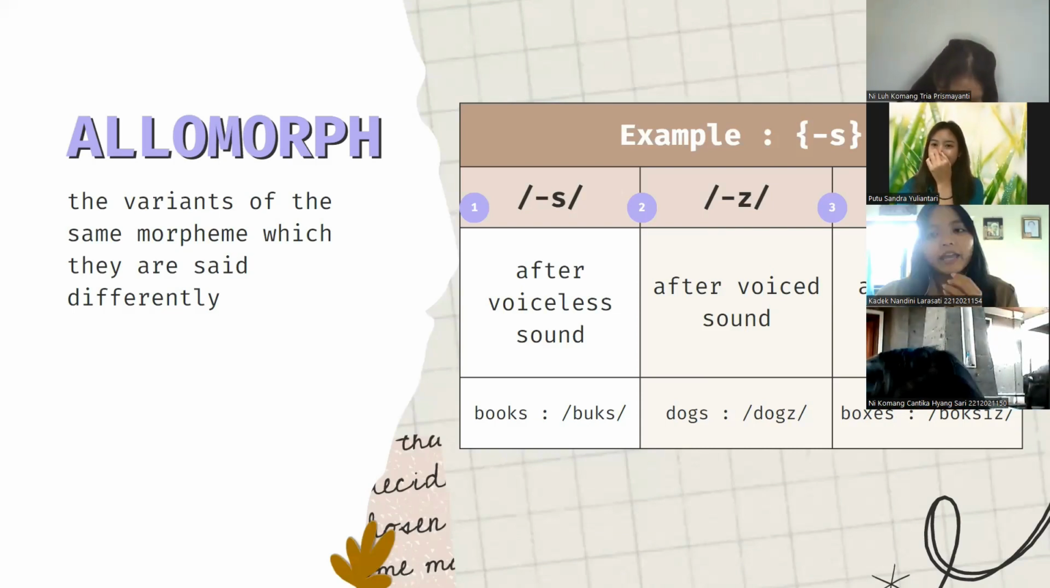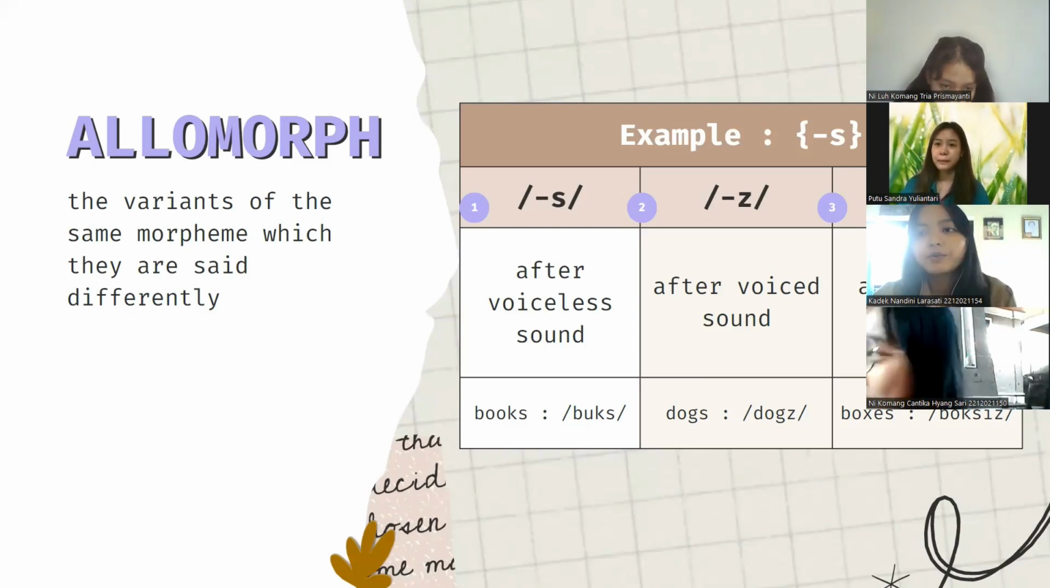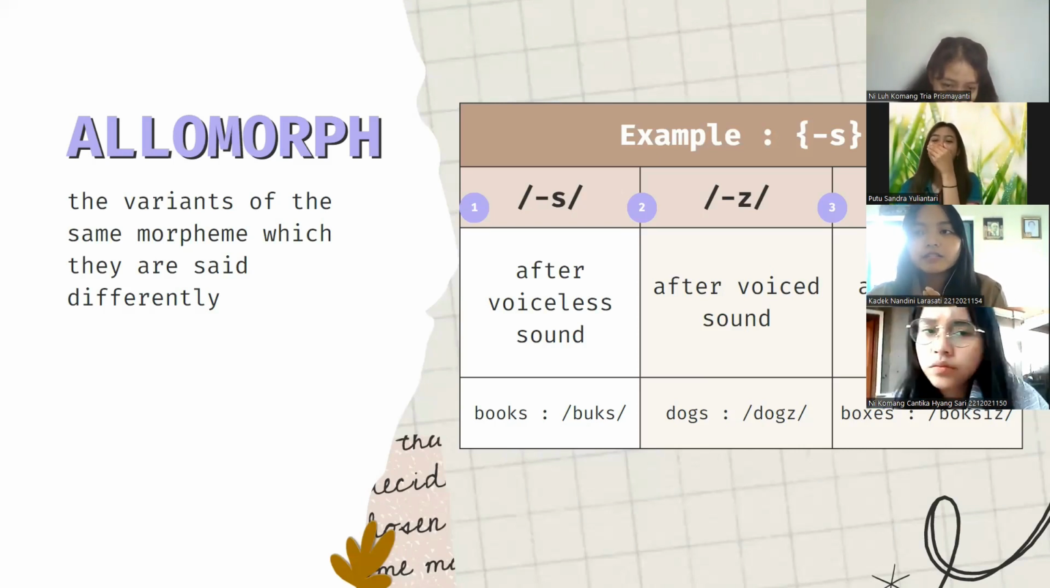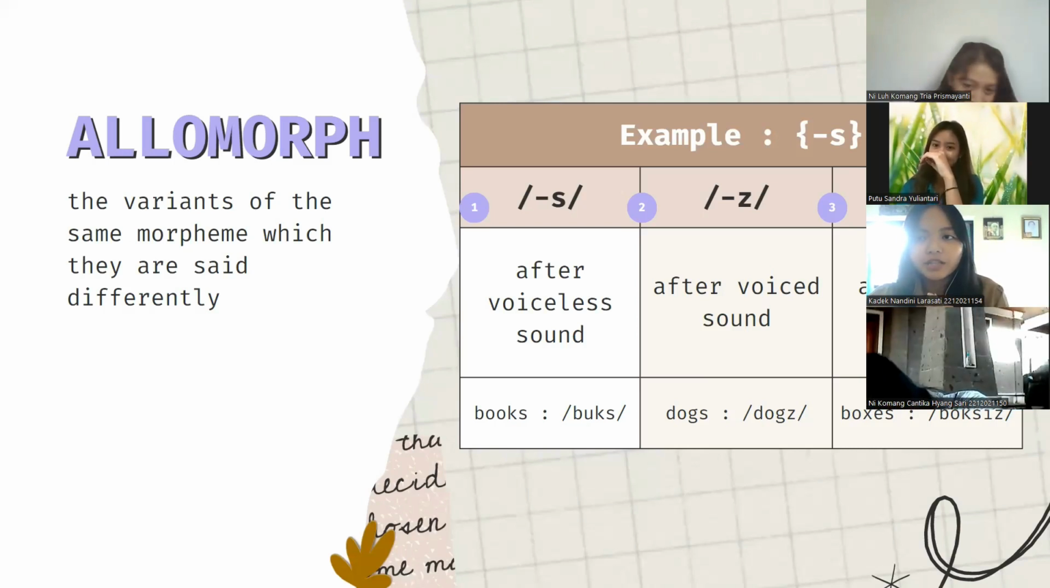Okay, next material is allomorph. Allomorph is the variance of the same morpheme which is said differently. We can say a different realization of one morpheme. Allomorphs are the positional variants of a morpheme. They are in complementary distribution, meaning where one occurs, the other cannot occur.